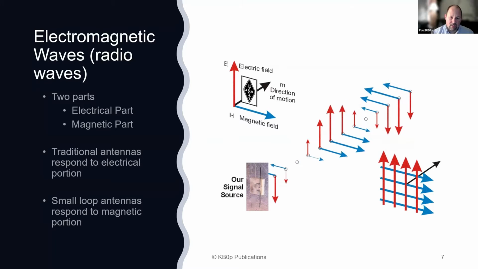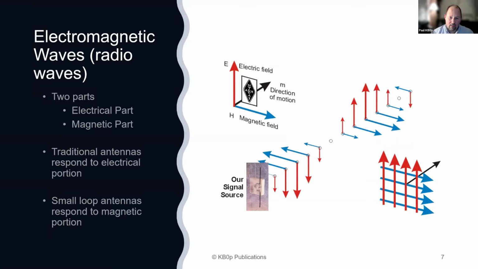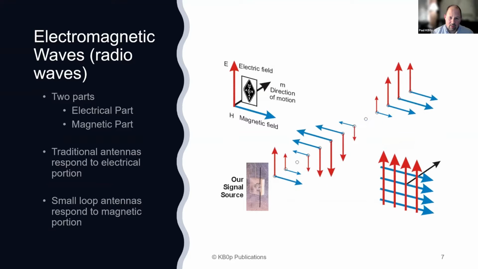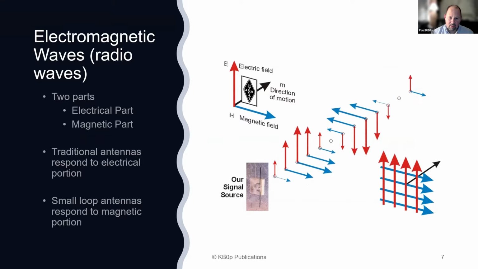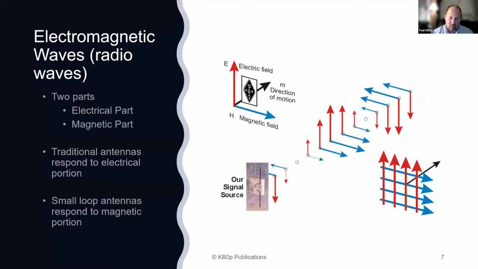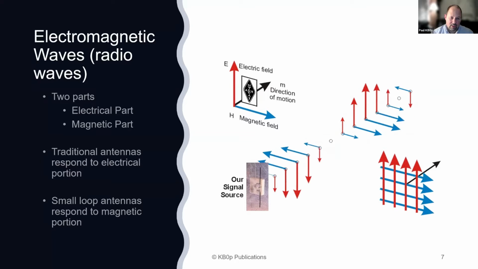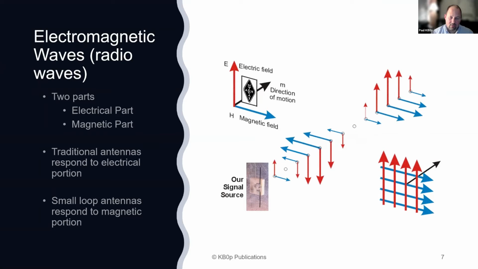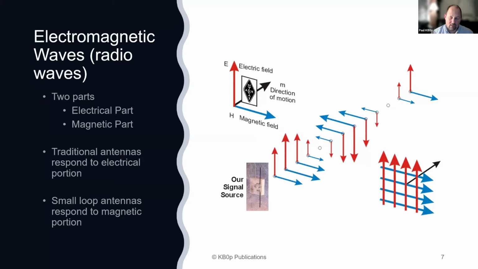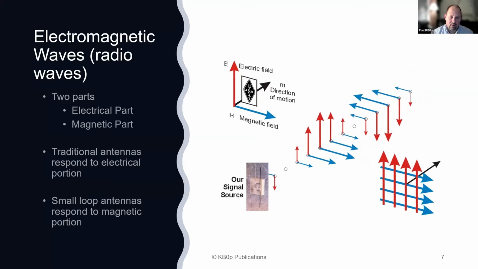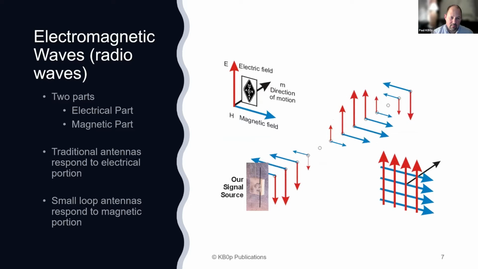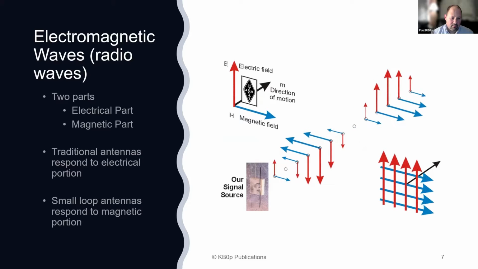So you can see this representation here. We have our electrical component and we have our magnetic component, and you can see they're out of phase with each other, at different angles. You can see our antenna here, and that signal just goes out, and you can see the two portions of the wave as it's radiated out in a given direction. All right.